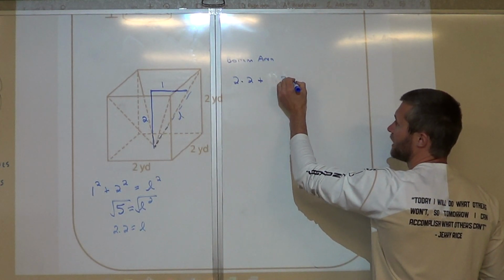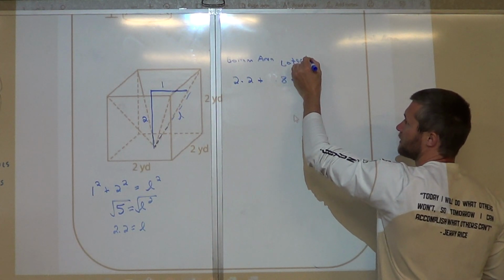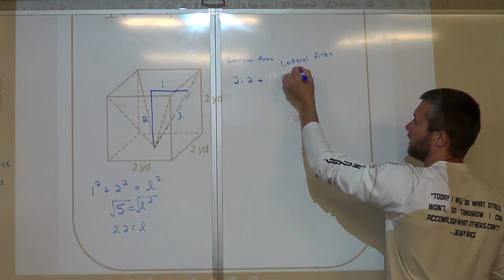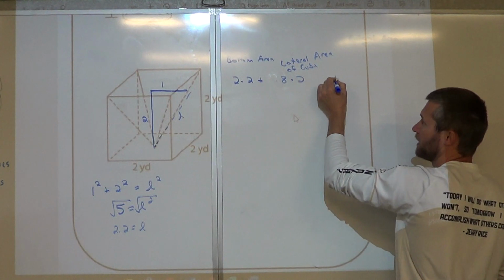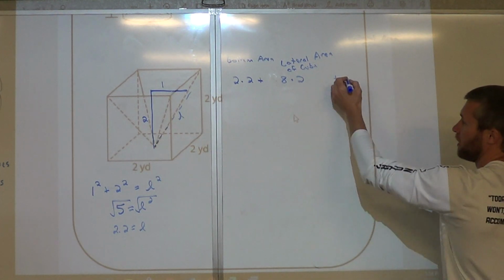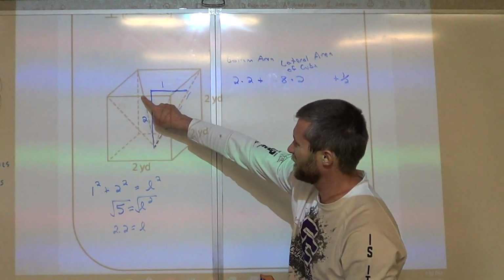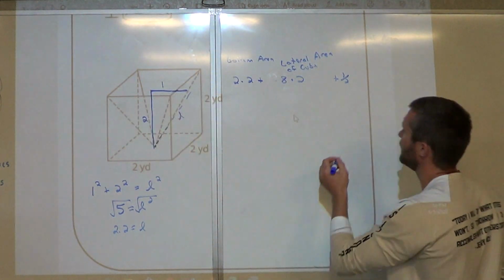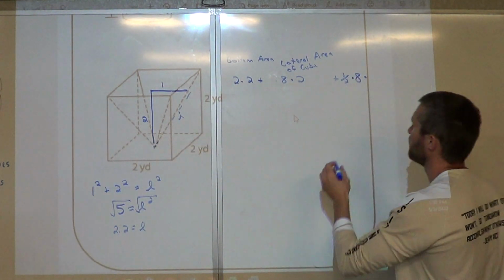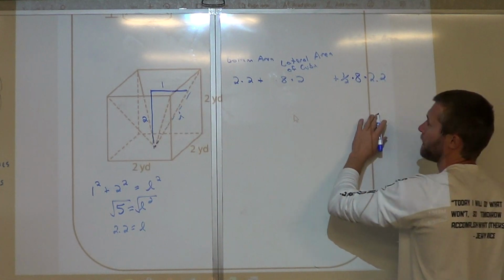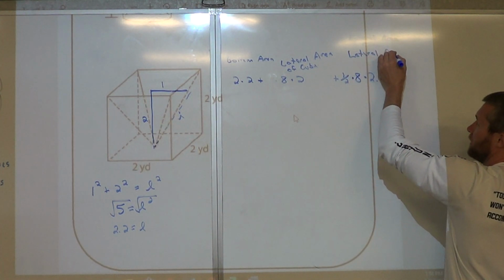Okay? So, I'll do it out here. Plus 8 times 2 is the lateral area of your cube. Plus, now we're going to do the lateral area of your pyramid: 1/2 the perimeter, 2 plus 2 plus 2 plus 2 of 8, so 8 times our slant height, which was 2.2.